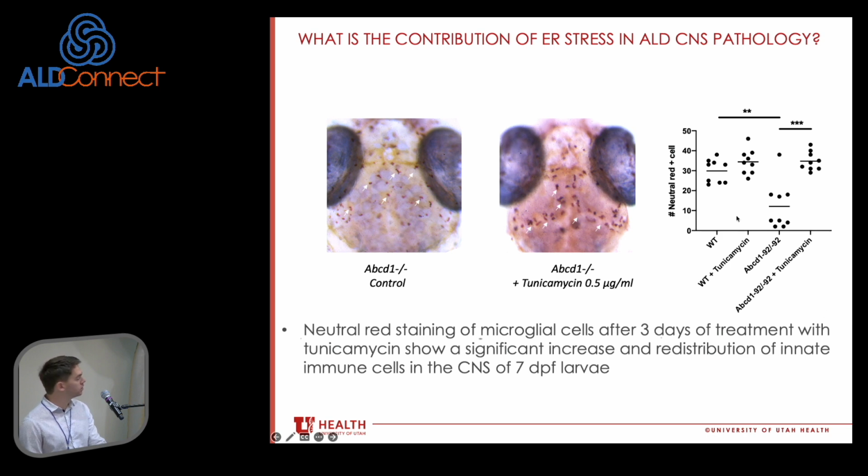And in these preliminary results, I'm not really sure how to explain the decreased number of myeloid cells in ABCD1 mutants, but we can see with tunicamycin a significant increase in the number of cells infiltrating the brain of the fish. And so this seems to be something suggesting that there are mechanisms resembling neuroinflammation in this model.